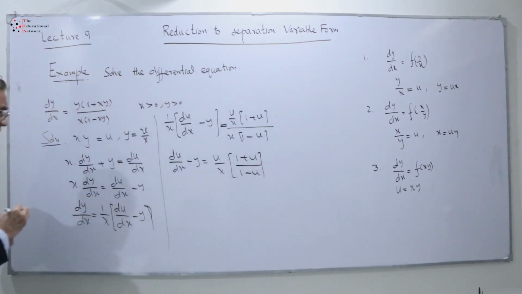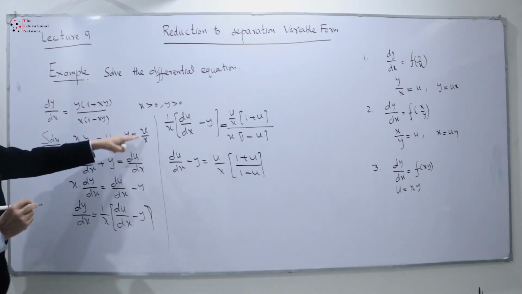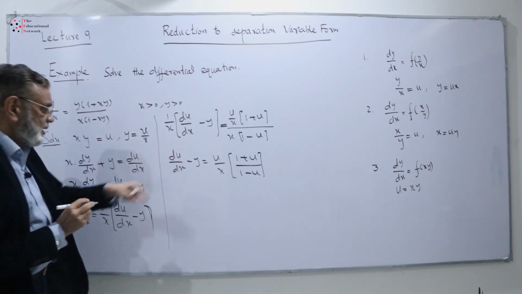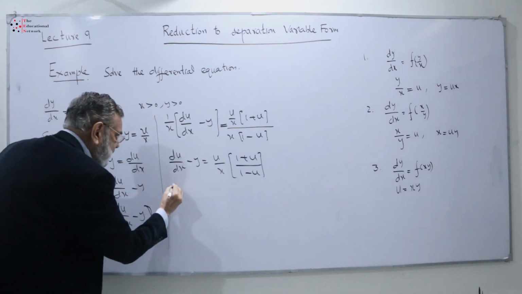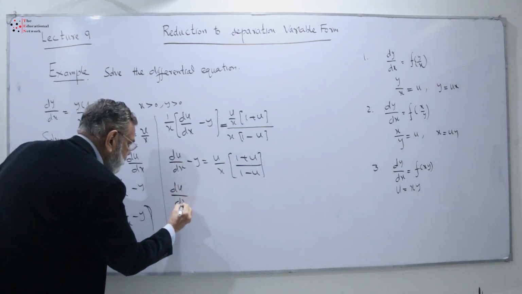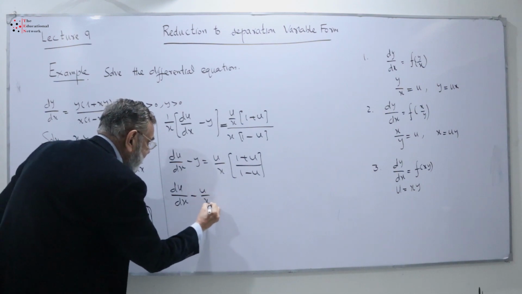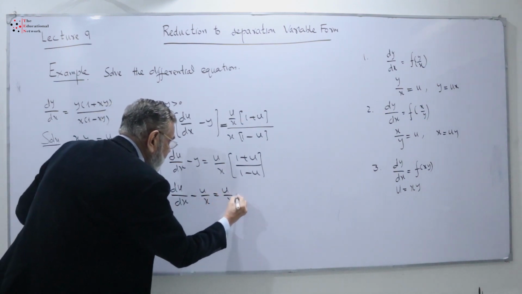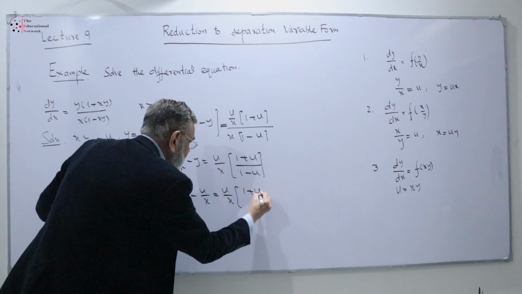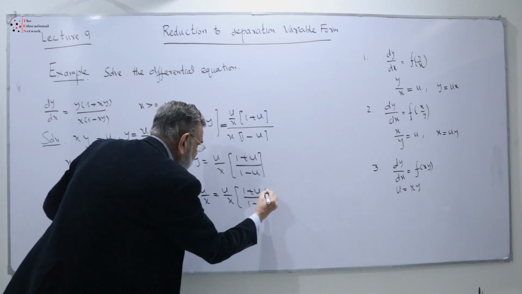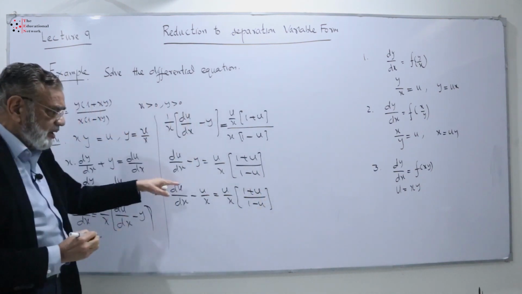So this is my equation I get here. Now I can just change this, my y is u upon x here. I just change that one. So I get here du by dx is equal to minus u upon x is equal to u upon x over 1 plus u into 1 minus u. So I change into the variable u and x.